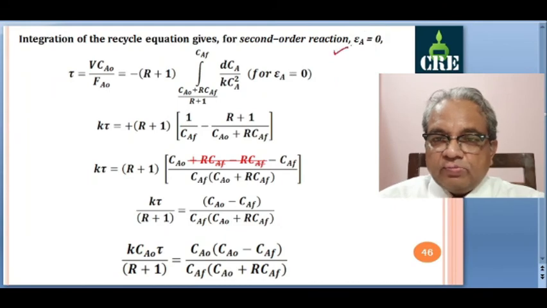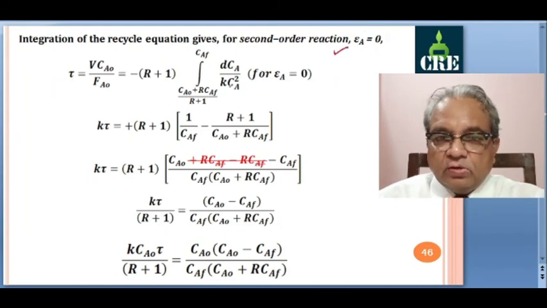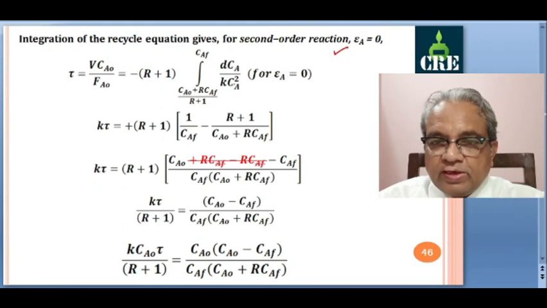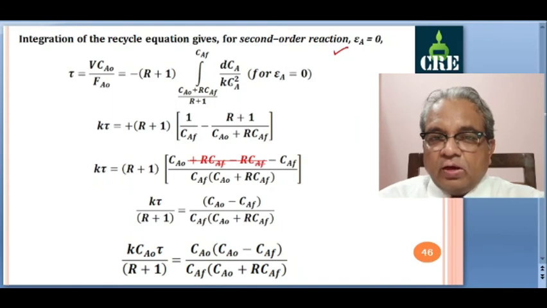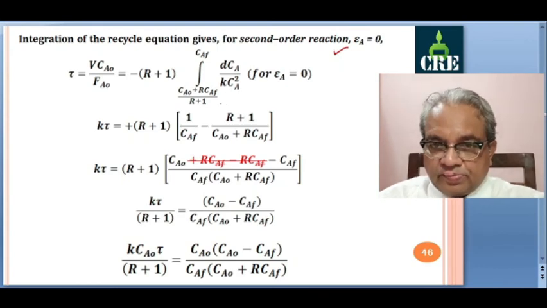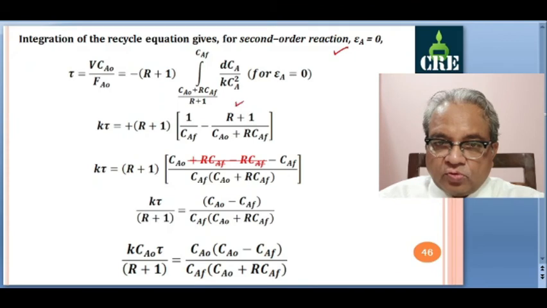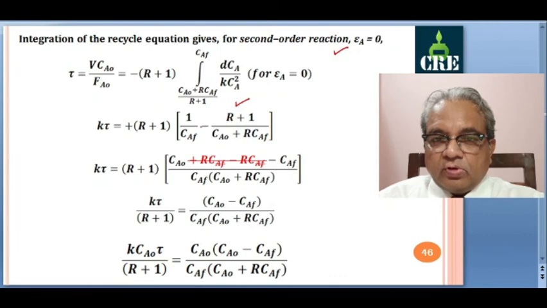Second order, when epsilon A is equal to 0, same equation, the only difference is minus RA is replaced by K CA square. So K tau is written on this side, the order of integration is reversed, so plus sign, and what you get is the integral of dCA by CA square. This is well known. So the order of integration is reversed, so 1 upon CAF minus R plus 1 upon CA0 plus R CAF.